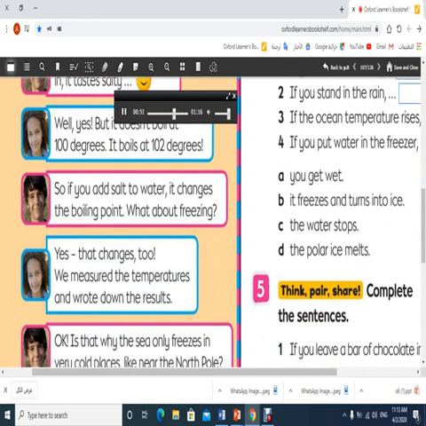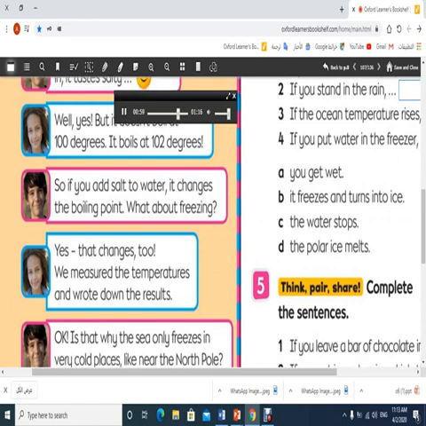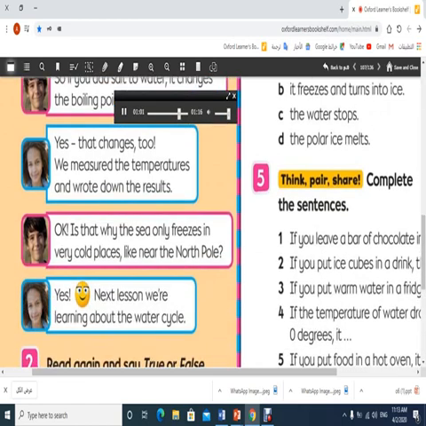What about freezing? Yes, that changes too. We measured the temperatures and wrote down the results. Okay. Is that why the sea only freezes in very cold places, like near the North Pole? Yes. Ah. Next lesson, we're learning about the water cycle.